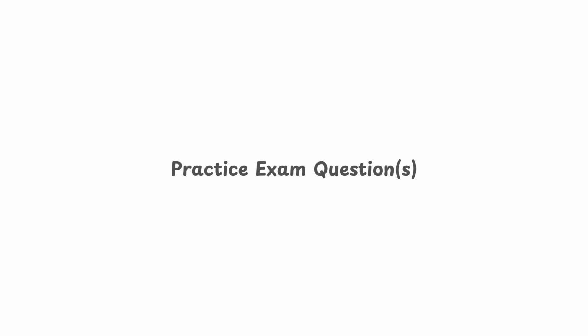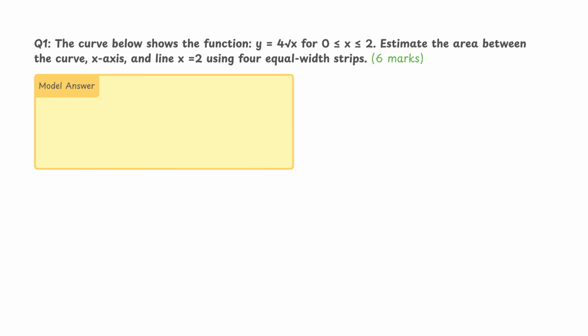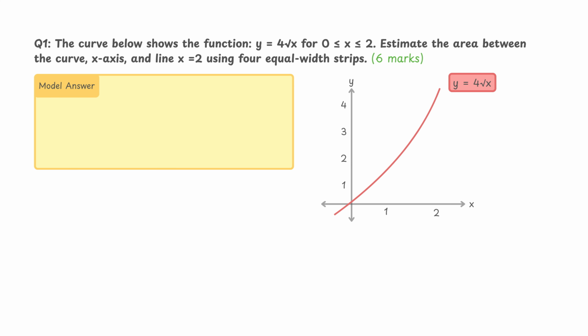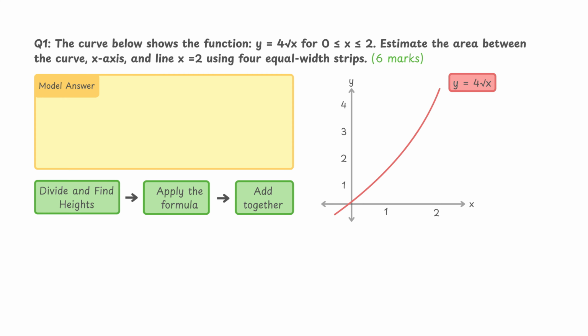Now let's dive into some exam-style practice questions. You can pause the video and try yourself. Question 1. The curve below shows the function y equals 4 square root of x for 0 less than or equal to x less than or equal to 2. Estimate the area between the curve, the x-axis, and the line x equals 2 using 4 equal width strips. This question is worth 6 marks, so we will take it step by step.